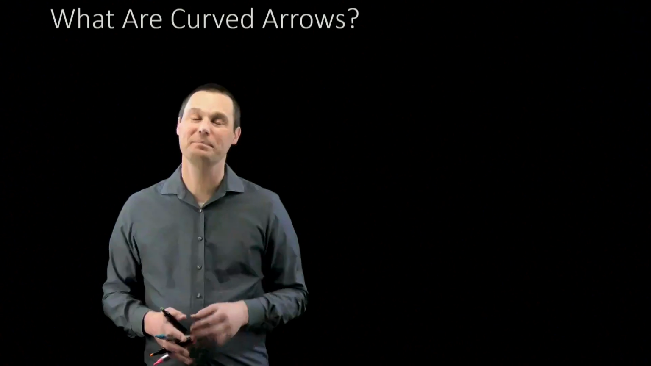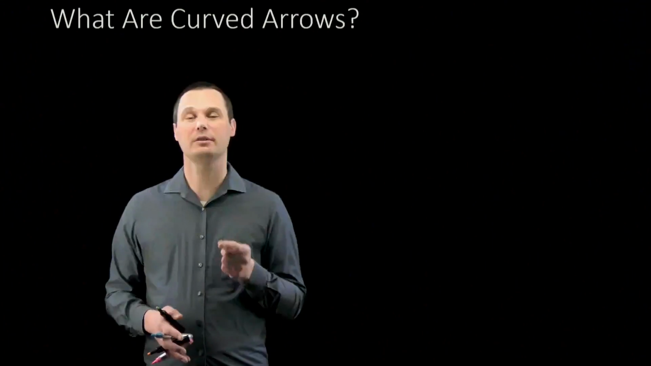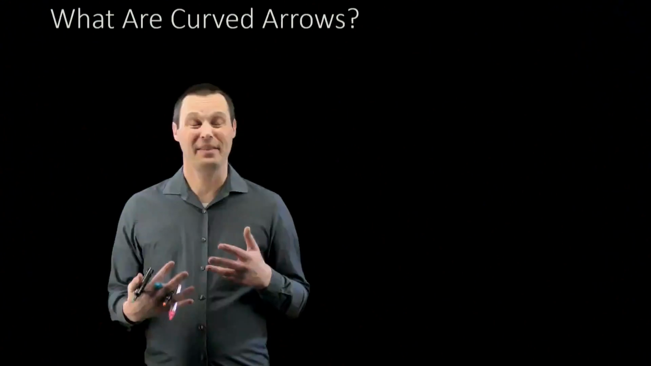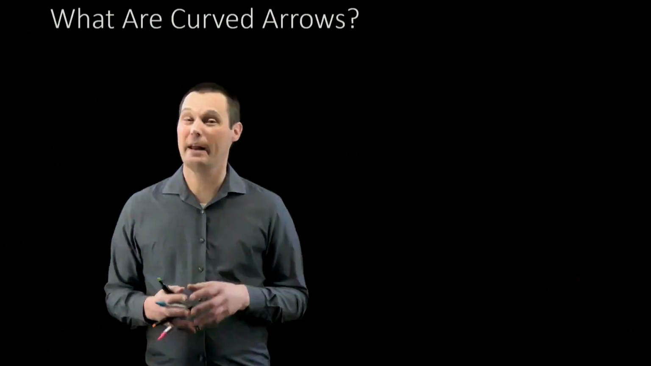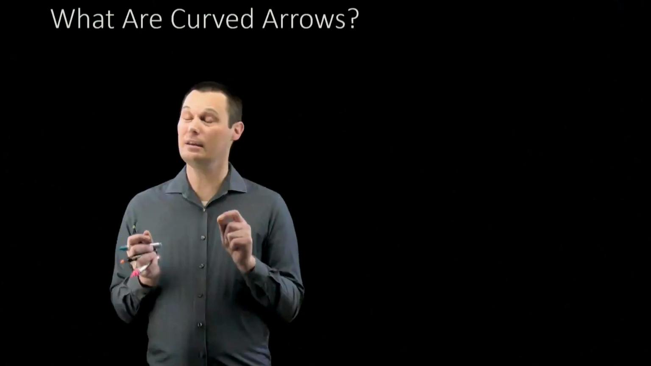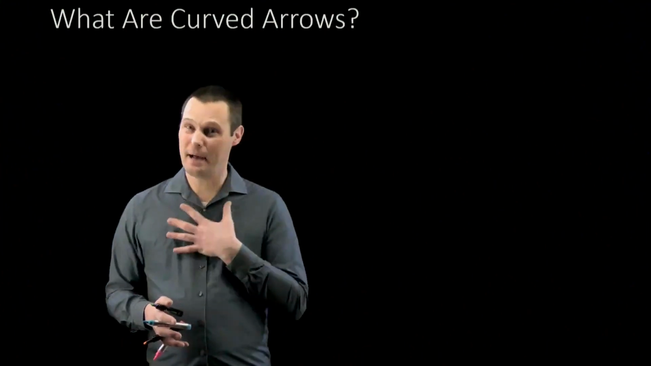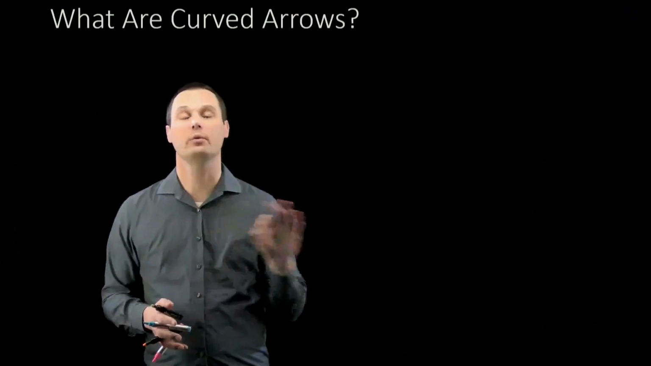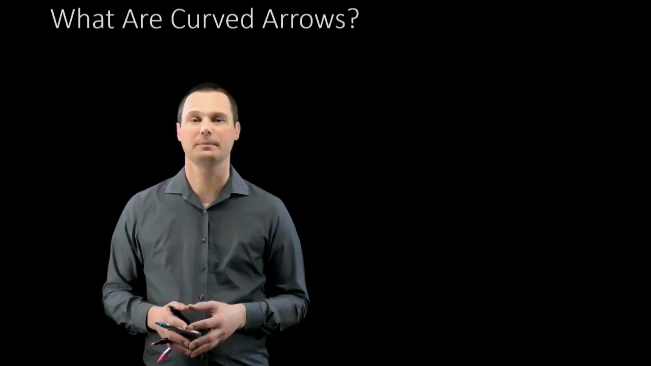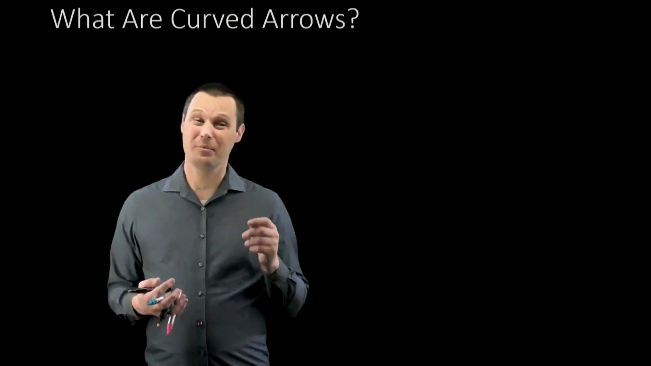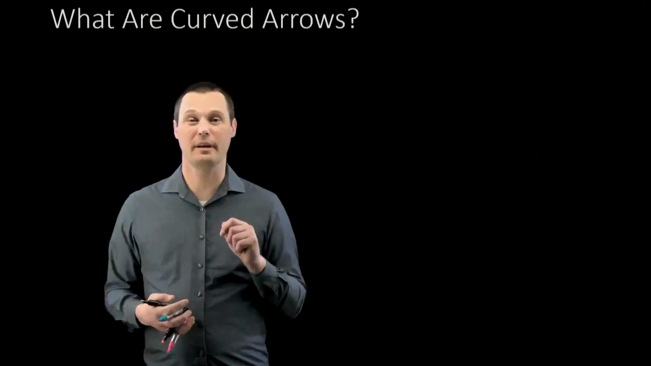Hey there, OChemNinjas. In this video, I want to explain what curved arrows are and why they are so important in organic chemistry. At the risk of being perhaps overdramatic, curved arrows are the most important part of organic chemistry. I would say it's impossible to understand organic chemistry without fully grasping curved arrows. The only other option would be to memorize your way through organic chemistry. People have tried to memorize their way through organic chemistry.